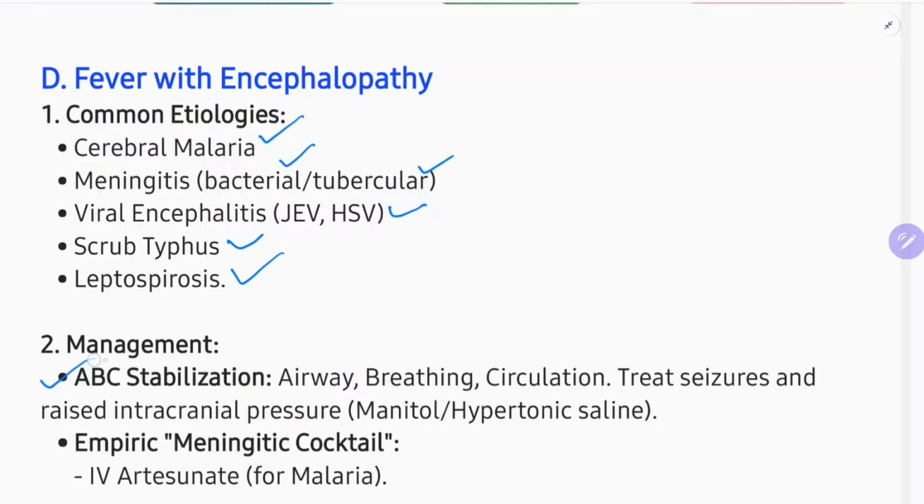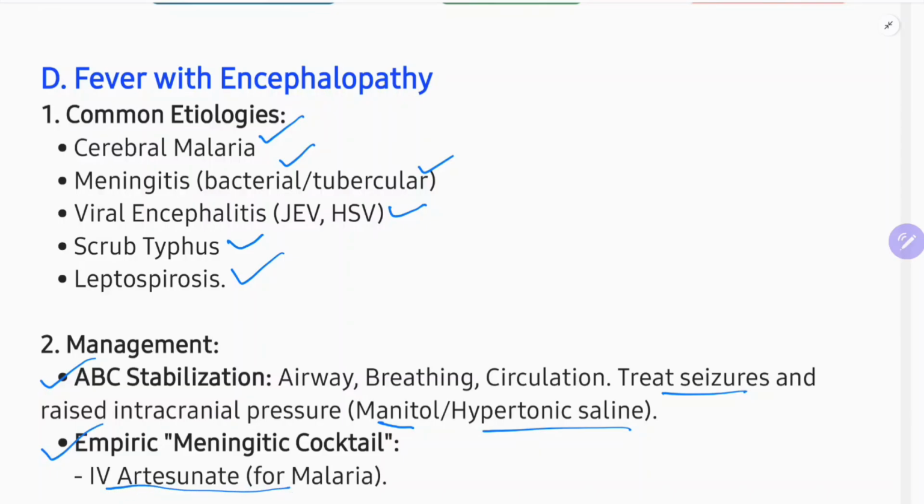Management includes stabilization of the patient, ABC: airway, breathing, circulation. Treat seizures with lorazepam and levetiracetam, and treat the raised intracranial pressure with mannitol or hypertonic saline. Empiric meningitic cocktail, meaning empiric therapy for a patient presenting with meningitis or encephalitis.